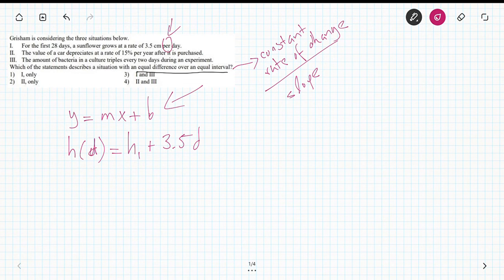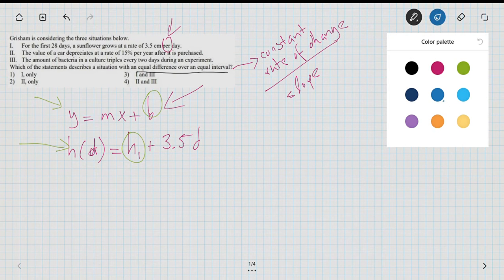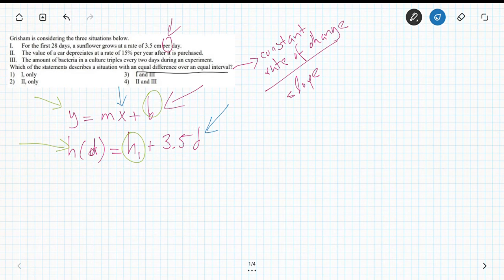Okay, now if you look at this function, it looks very similar to our original parent function for the line, right? We have some sort of initial value, okay? And we also have a variable, okay? In this case, our variable is going to be x, but for this one, it's going to be d, okay? And we also have a slope, okay? So the slope is going to be 3.5. We could read the other two situations and dissect them further, but for now we know that the one that can be best described by a linear model is 1. So, okay, that is going to be 1. Alright.